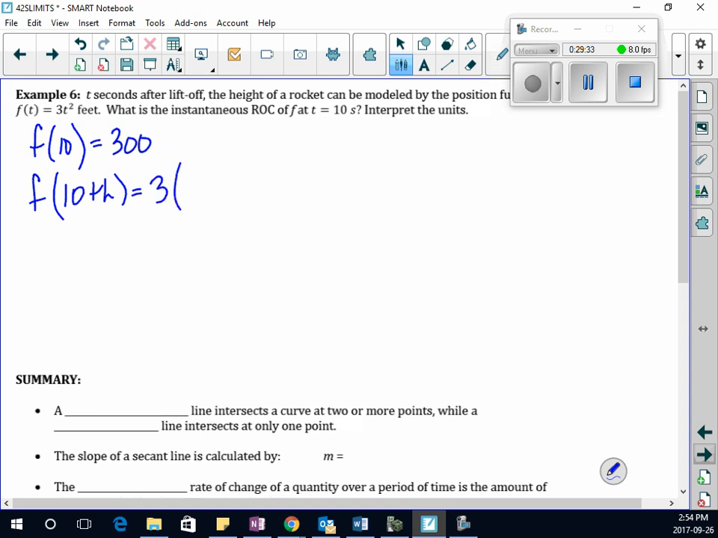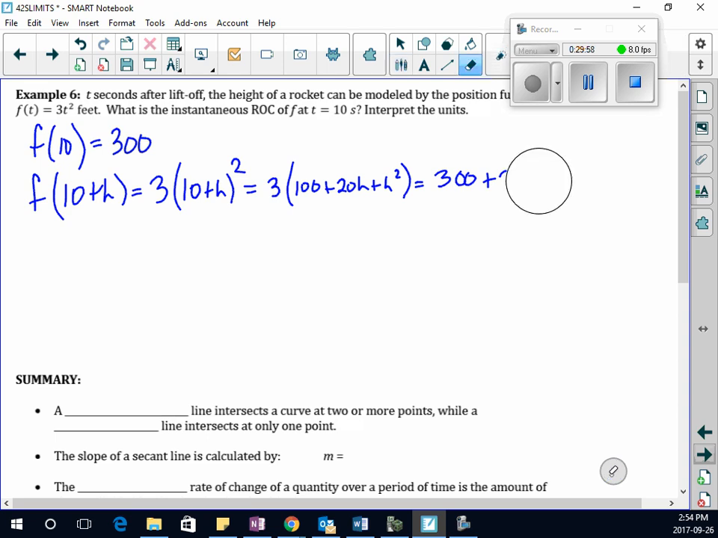3 times 10 plus h, the whole thing squared. It's going into that function machine. We're going to square it. So we get 100 plus 20h plus h squared. Sometimes it's easier to pre-do these things than having it on the actual difference quotient. Oh, sorry, that should be 60h plus 3h squared. Okay, so I pre-calculated the stuff that's going on top.